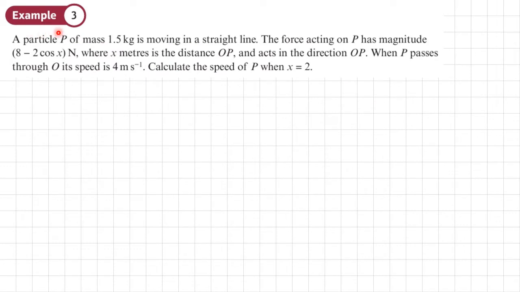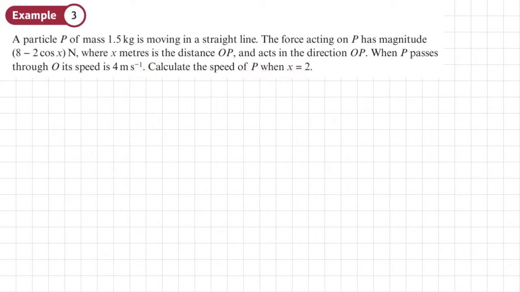Example 3. A particle P of mass 1.5 kg is moving in a straight line. The force acting on P has magnitude 8 minus 2 cos x newtons, where x meters is the distance OP, and acts in the direction OP. When P passes through the origin, its speed is 4 meters per second. Calculate the speed of P when x equals 2.